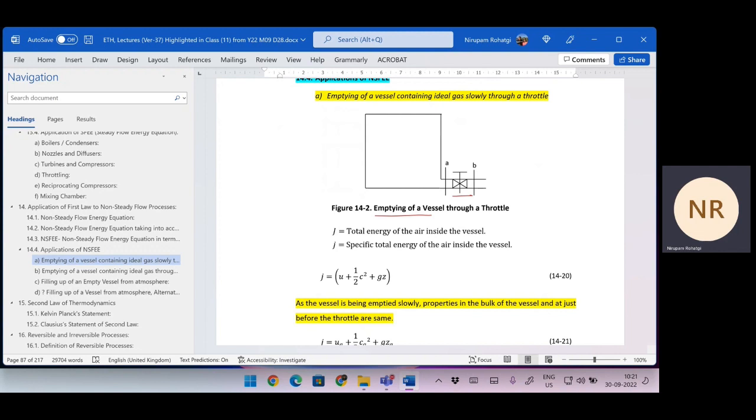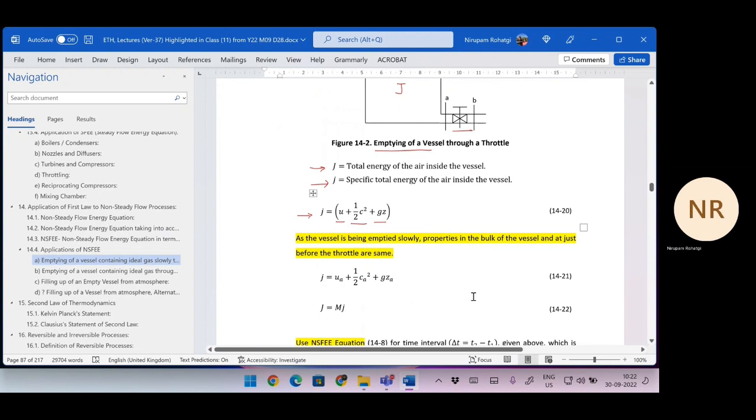Now J is the total energy of this main system. Okay, and small j is the specific energy. That means per unit mass. So small j is equal to this. J means we are taking it as total energy, so it will contain U, C square and GZ. Potential energy, kinetic energy, and internal energy. All the three are part of J. Okay.